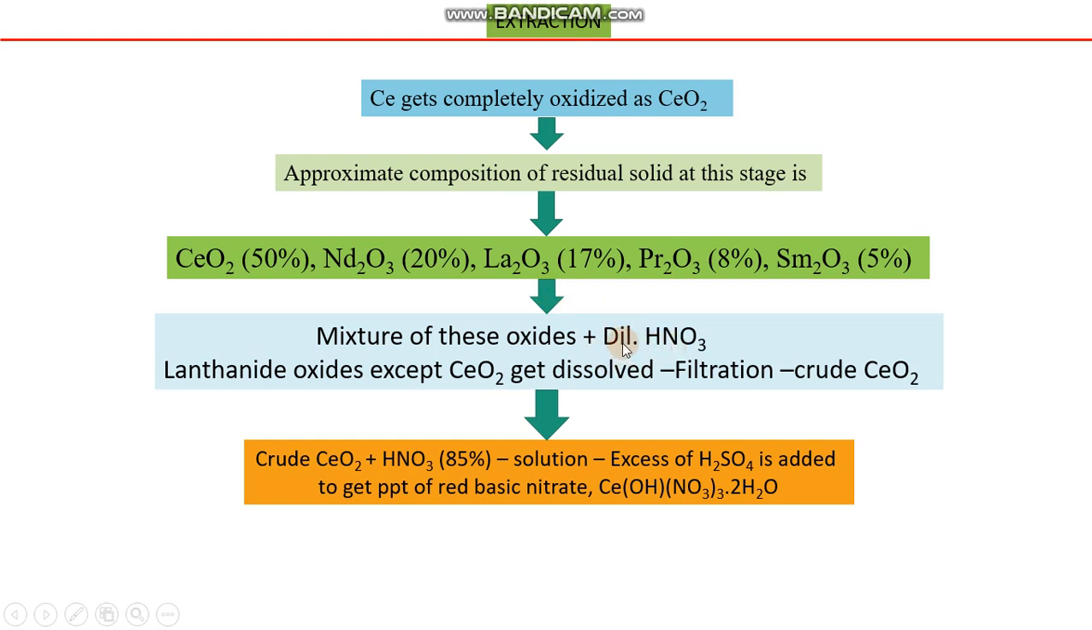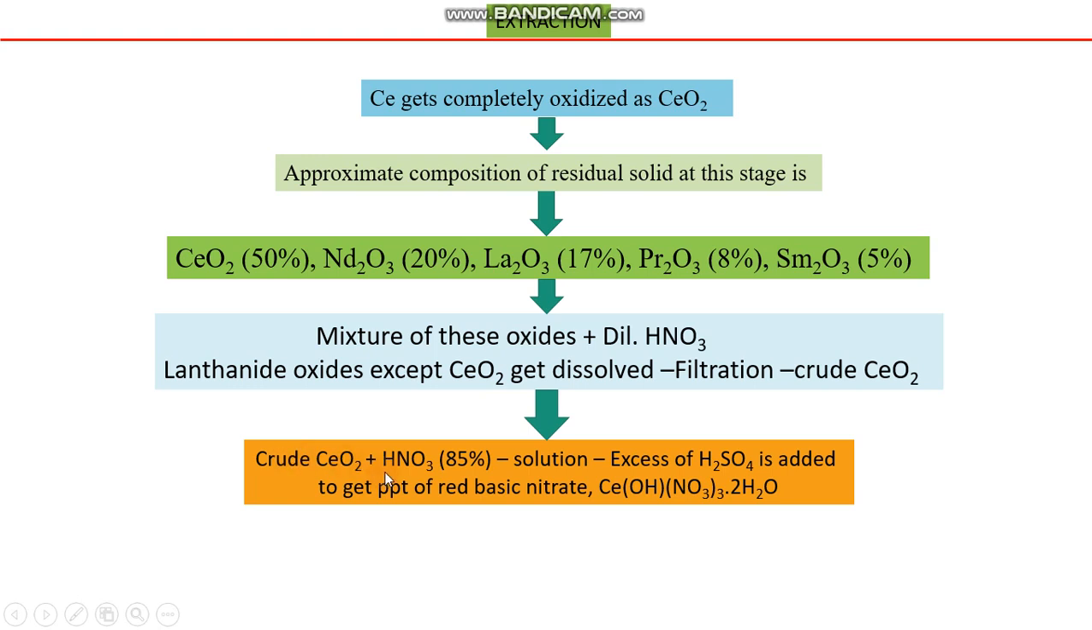And what happened with dilute nitric acid? Cerium oxide was insoluble, and the rest of the lanthanide oxides were soluble in this dilute nitric acid. The resultant insoluble cerium oxide can be filtered from the solution, and the crude cerium oxide can be obtained. Now, the solution contains the rest of the lanthanide oxides, while the solid portion or precipitate contains crude cerium oxide, which can be separated easily with the help of filtration.